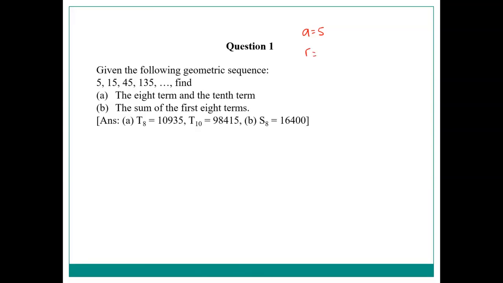Common ratio, how to find common ratio? You can consider 15 as your current term. If this is your current term, your previous term must be 5. So you can take 15 divided by 5. Or otherwise, you can take 45 divided by 15 or 135 divided by 45. You will get the same answer for common ratio. So I'll take 15 divided by 5.